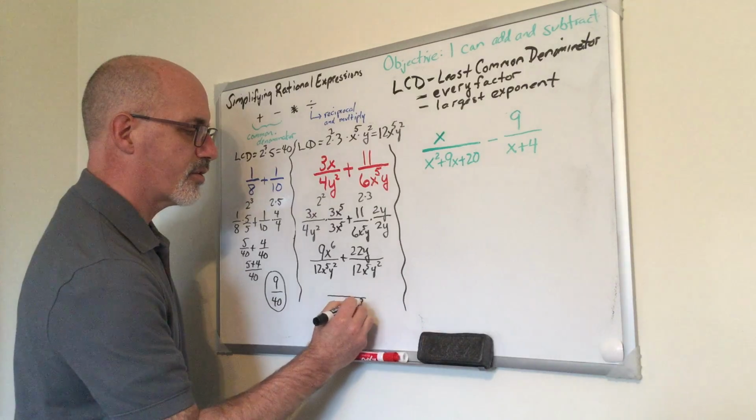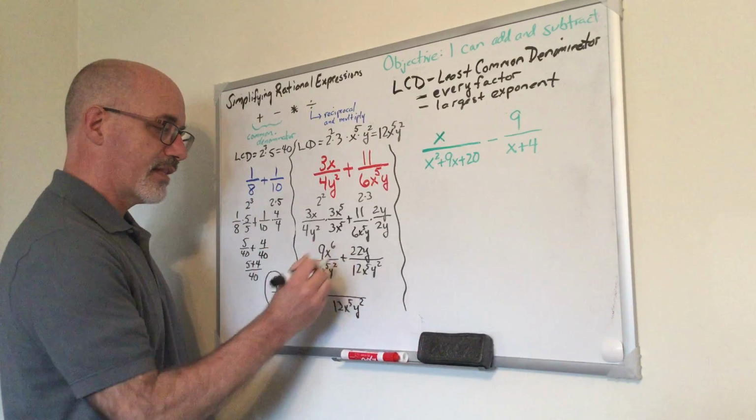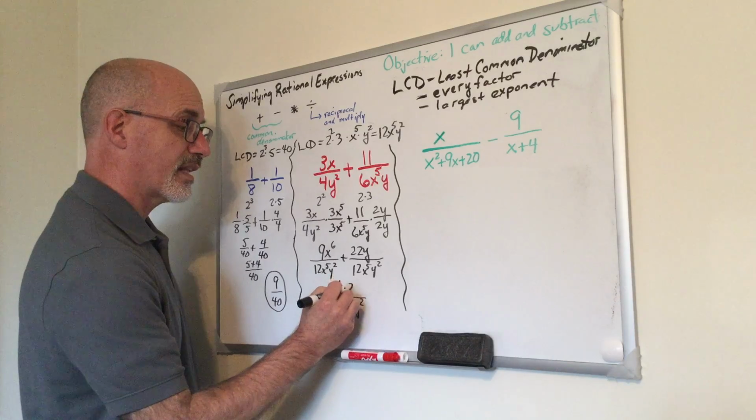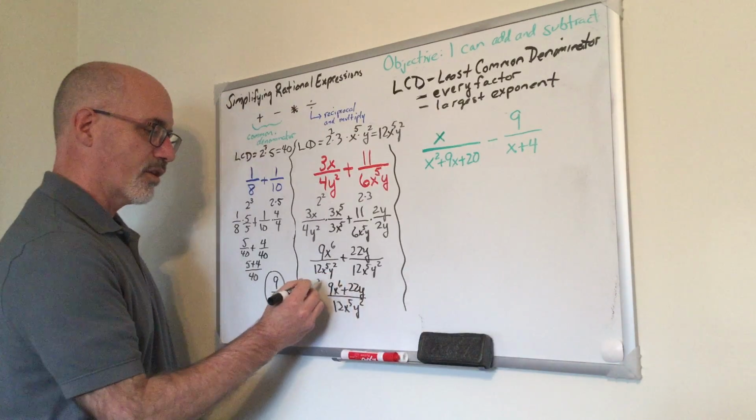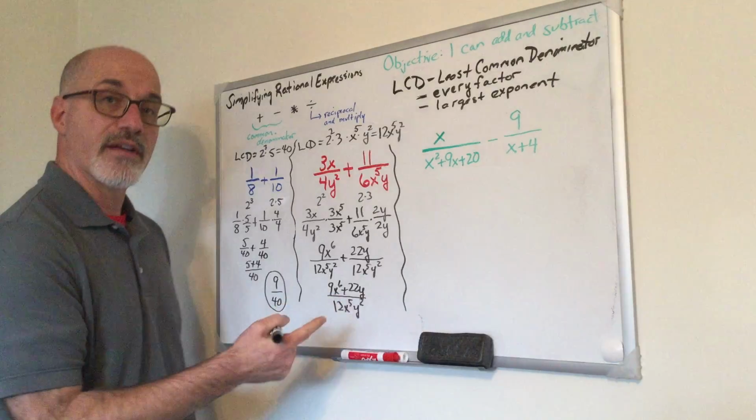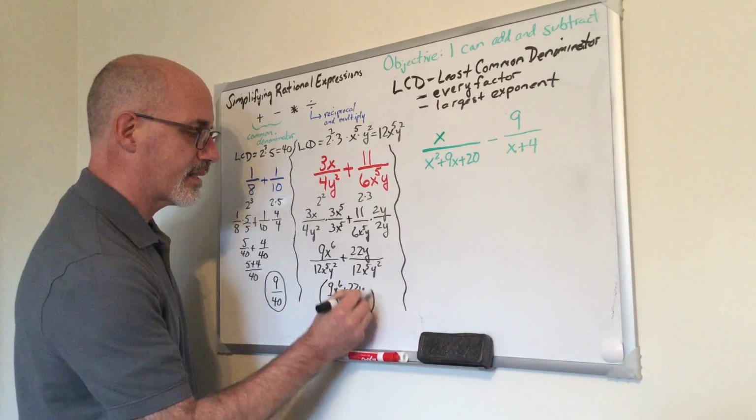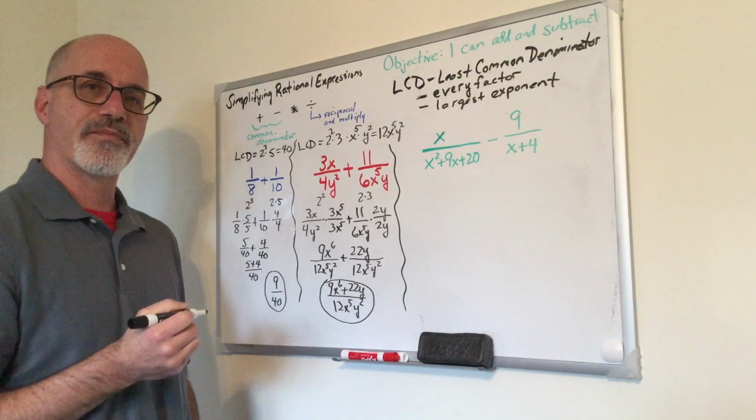So just list out your denominator and then combine the numerators. They're not like terms, so we're going to leave them separate. Look to see if there's anything that can be factored out and then reduced. There isn't, and so what I get is my final fraction.